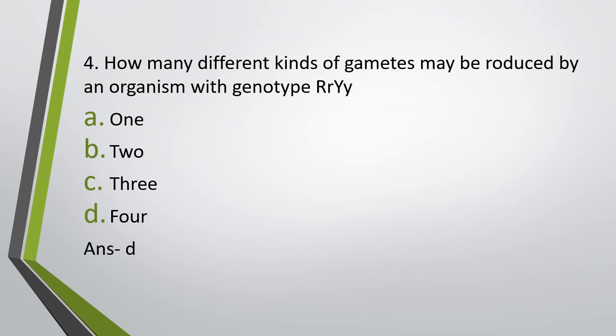And what are those 4 gametes? Capital R capital Y, capital R small y, small r capital Y, small r small y. So those 4 gametes are possible.